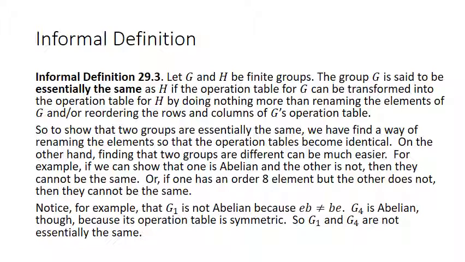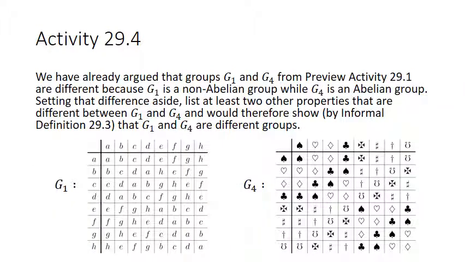So for example, if we can show that one group is abelian and the other is not, then they're definitely not the same group. If one has an order 8 element but the other does not, then they're not the same group. So one thing we could notice, going back to the preview activity, remember we said that G1 was not abelian because EB was not the same as BE. G4 was abelian though because its operation table was symmetric. So that meant that G1 and G4 could not have been the same group. So that brings us to a next activity. Okay, so activity 29.4, they want you to find some further differences between G1 and G4 other than just the abelian thing. So go ahead and pause the video and try this, and then we'll go over it.